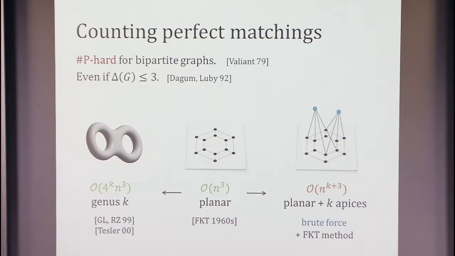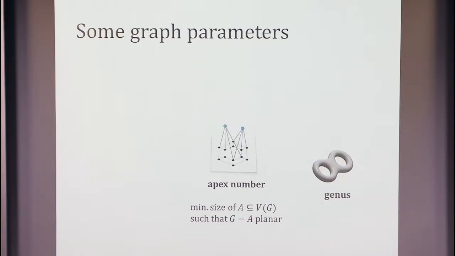So in the remainder of this talk, I will show, among other things, that this problem is #W[1]-hard, and that this actually has some nice implications reaching further than this specific hardness result. And to state those, let me just survey some graph parameters that are relevant in the study of counting perfect matchings. I mentioned before already the genus and the apex number. The apex number of a graph, just to recall that, is the minimum size of a vertex set in your graph, such that deleting this vertex set gives you a planar graph.